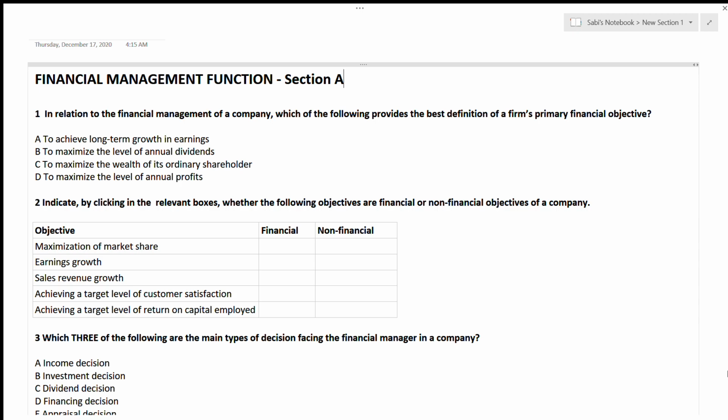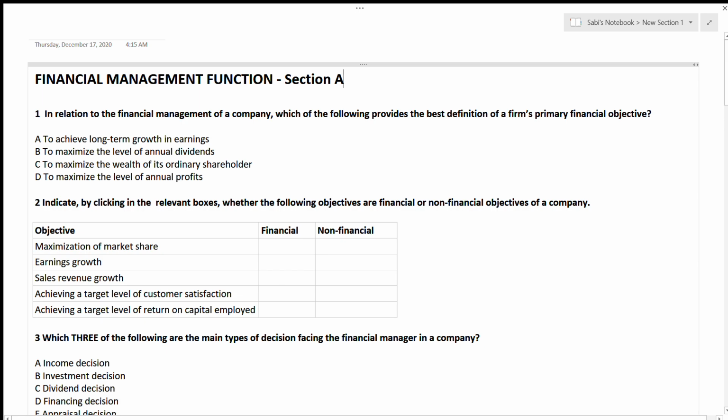Hello everyone. So this is the objective test questions from section A for financial management, and these questions I have taken from the Kaplan Revision Kit. So what I'm going to do is I'm going to solve these questions, right? This you can try on your own also.